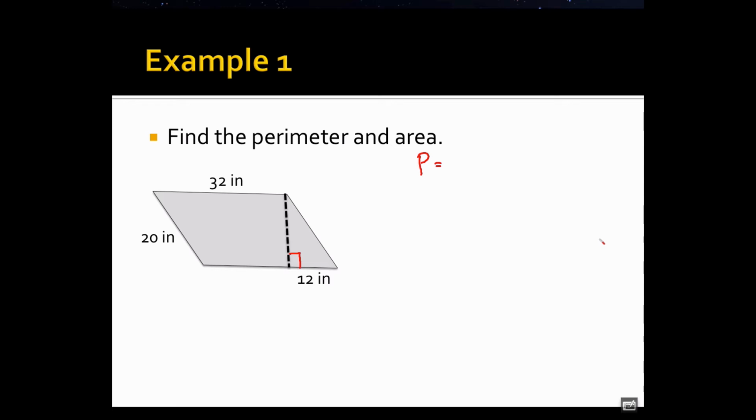All right, Olivia, let's do the easy one first. What's the perimeter? 104 inches. How do we feel about that? Yep, good job with the units also, 104 inches. How'd you get that? Well, since you know that the opposite parallel sides are congruent, then you have 20 plus 20 plus 32 plus 32. Good, well done.